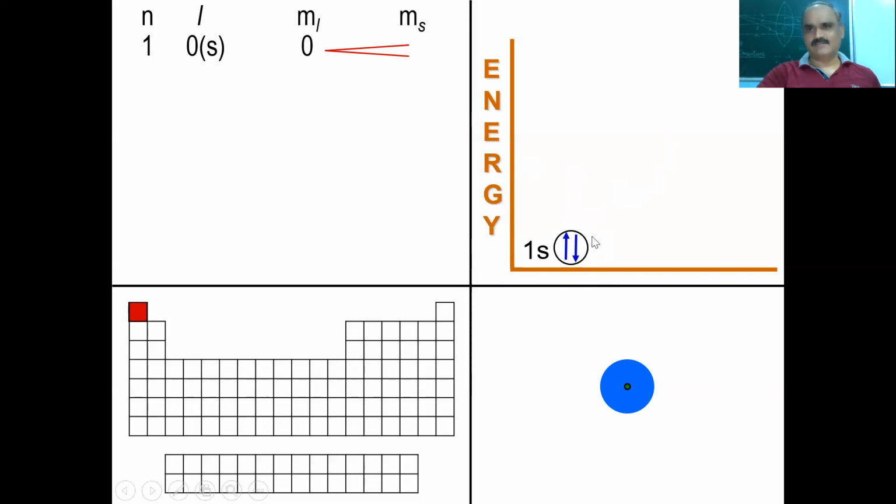Now, the atom which has two electrons, atomic number 2, has these values of the 4 quantum numbers. Its electronic configuration is 1s2. And in the modern periodic table, that element lies here. You know, it is helium, atomic number 2. And the model will remain the same. In this region, two electrons can be accommodated.